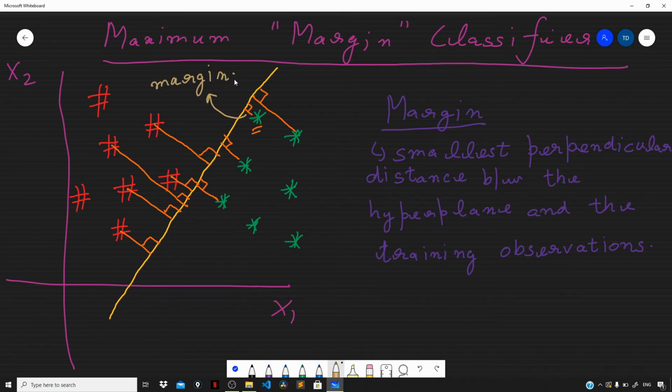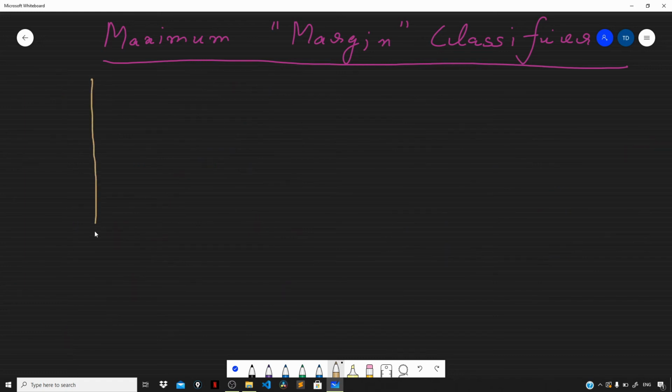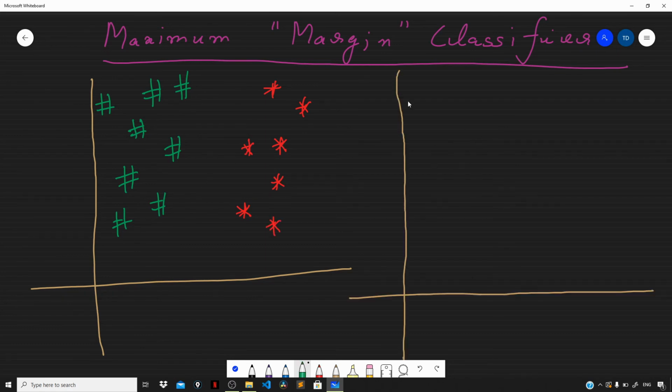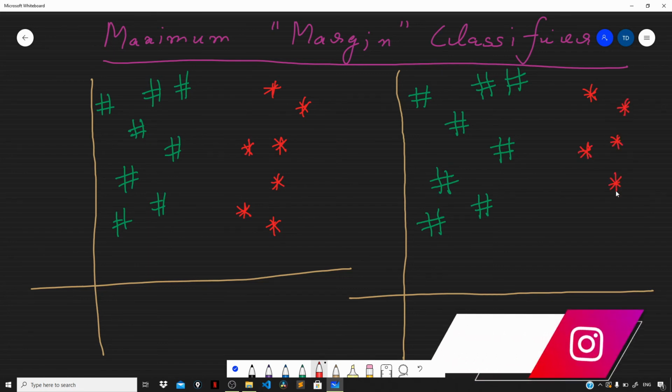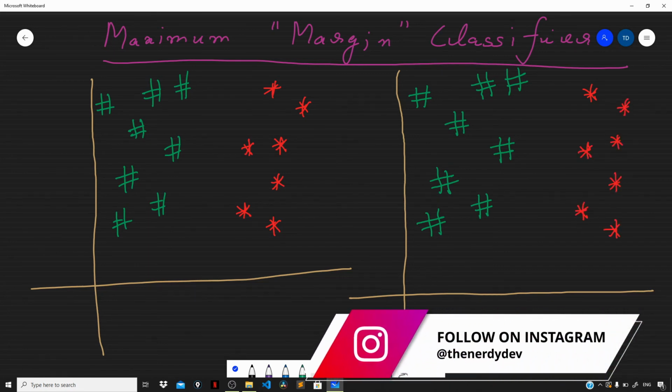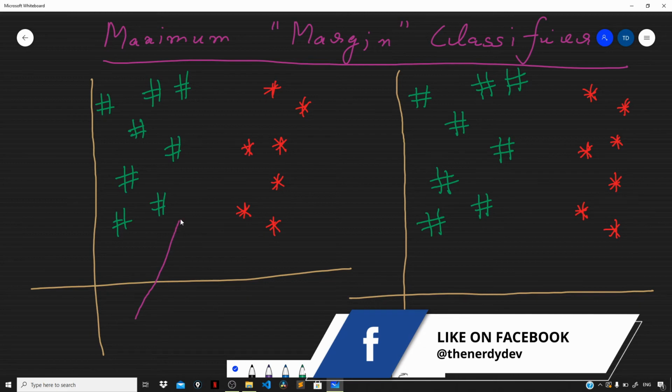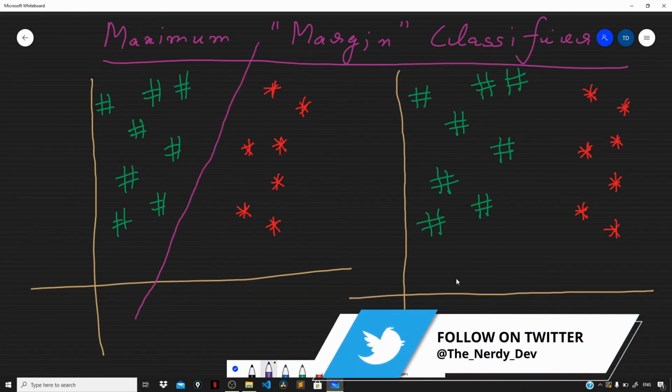Now let me draw 2 fresh diagrams and understand how to find a classifier that best separates the 2 classes, taking this concept of margin into account. So let me draw the first diagram and let us define the points of our classes. So the first class by hashes and the second one by asterisks. So let us use the red color, and now let us replicate this diagram right here. So first the hashes and now the asterisks, and let us draw our hyperplane. So let us say the first hyperplane is this, and the second one is this.